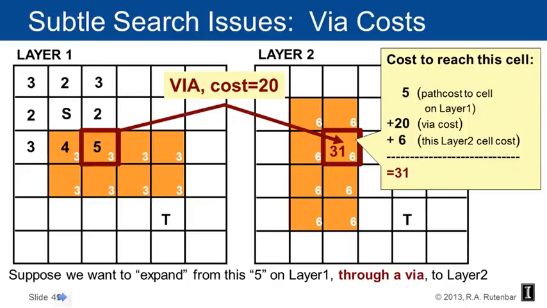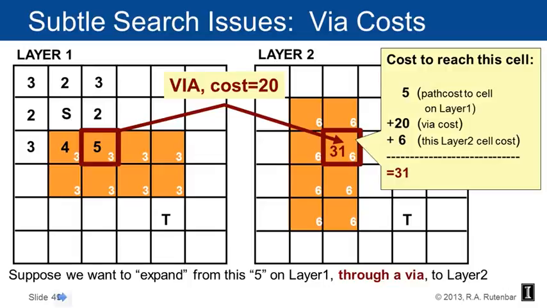Why? The cell you started with costs a 5. That was the path cost to get to that cell on layer 1. It costs 20 to put the via there. Why? Because I told you that it costs 20 and vias are expensive. The via gets you to layer 2. What does it cost to use the cell that you land on in layer 2? Answer, 6. Why? Because I said so. That cell is expensive for some appropriate reason. What does it cost to get to that cell on layer 2? 5 plus 20 plus 6, 11 plus 20, 31. It costs 31 to use that cell. All right?